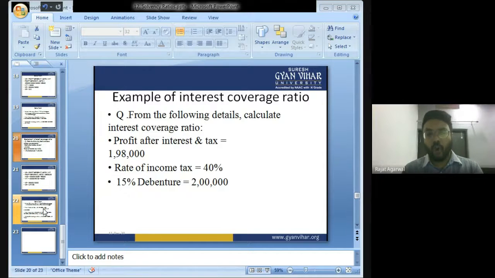I hope you all know now how to calculate solvency ratios. All the four ratios you know how to calculate now. In next class, bachcho, I am going to do some illustrations of solvency ratios so that we can get clarity on the topic.